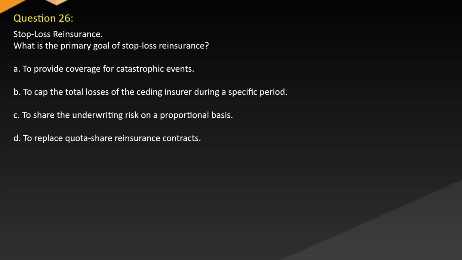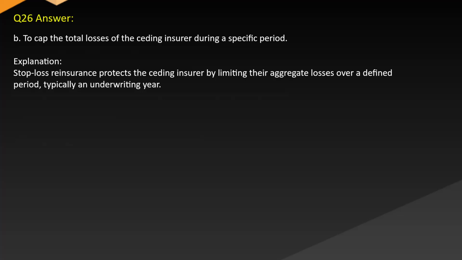A. To provide coverage for catastrophic events. B. To cap the total losses of the ceding insurer during a specific period. C. To share the underwriting risk on a proportional basis. D. To replace quota share reinsurance contracts. Answer: B. To cap the total losses of the ceding insurer during a specific period. Explanation: stop-loss reinsurance protects the ceding insurer by limiting their aggregate losses over a defined period, typically an underwriting year.